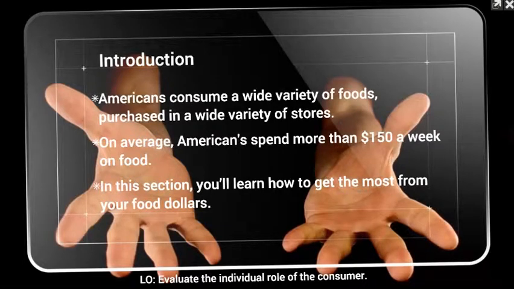Americans consume a wide variety of foods, purchased in a wide variety of stores. On average, Americans spend more than $150 a week on food. In this section, you'll learn how to get the most from your food dollars.